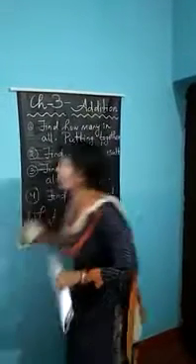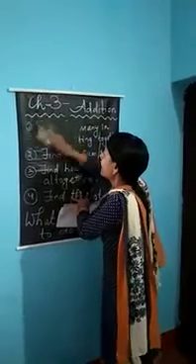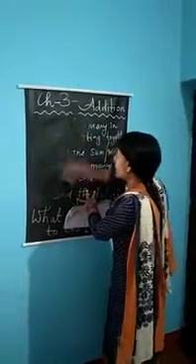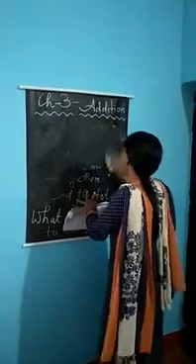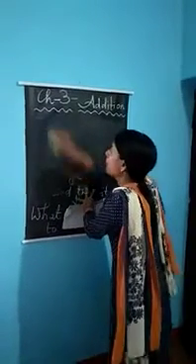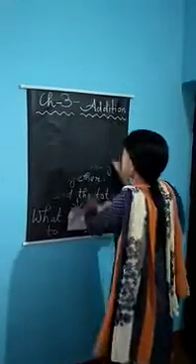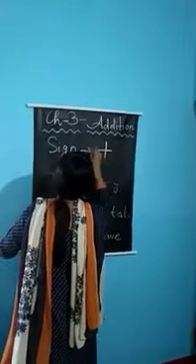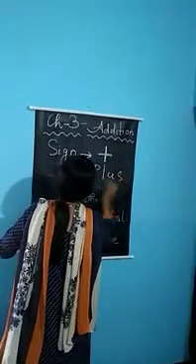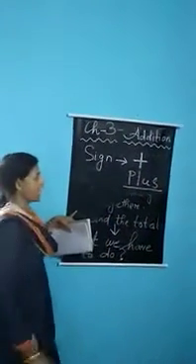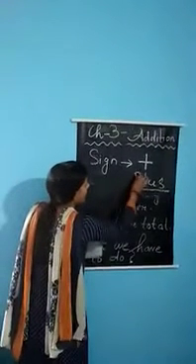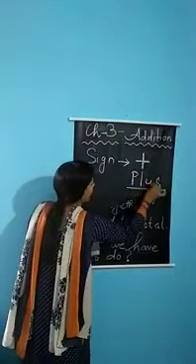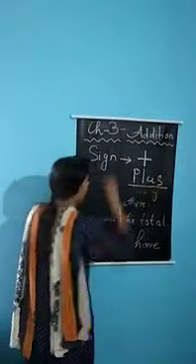Children, like you have seen in comparing numbers, we have some symbols. So here also we have a symbol. The symbol of addition, or you can say the sign of addition, is this. And this is called plus. This is the sign of addition and we call it plus.